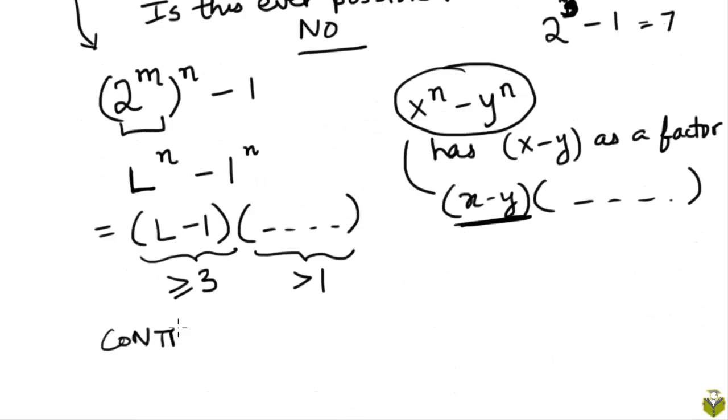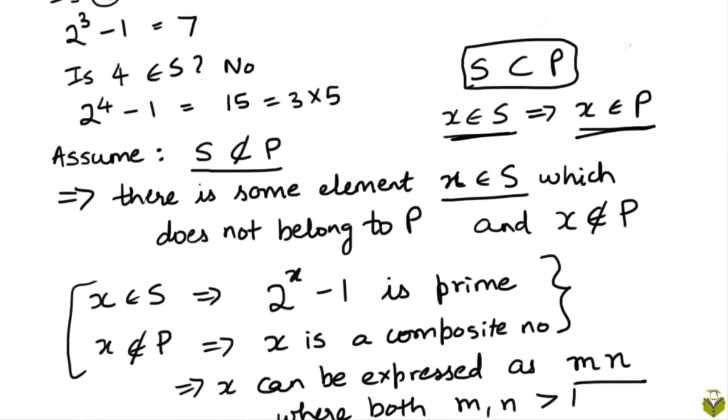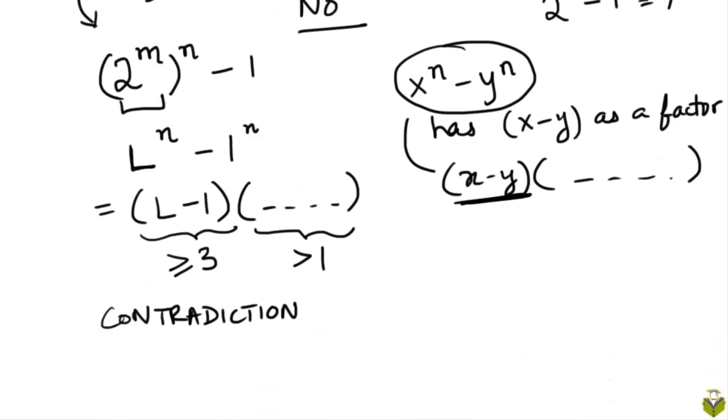Since we get a contradiction, it means our original assumption was flawed. Our original assumption was that S is not a subset of P. Since we get a contradiction as a result of assuming that, we have to change that assumption. We have to concede that S is actually a subset of P. So this was a proof by contradiction.